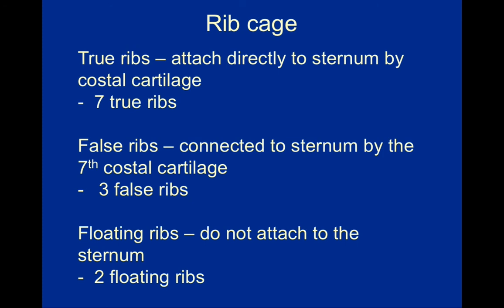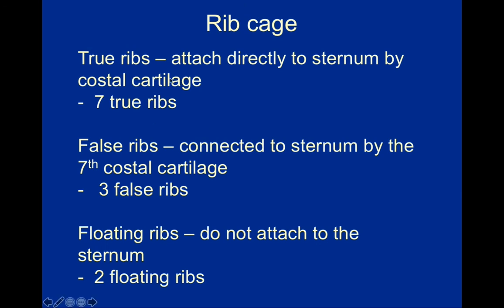Some of our ribs will have their own costal cartilage, and some of them will not. If they do have their own costal cartilage, they're classified as true ribs. False ribs, on the other hand, do not have their own costal cartilage to attach to the sternum by. These will attach to the sternum indirectly through the costal cartilage of true rib number 7. And we'll also have floating ribs, which do not attach to any costal cartilage at all, and therefore do not attach to the sternum at all.